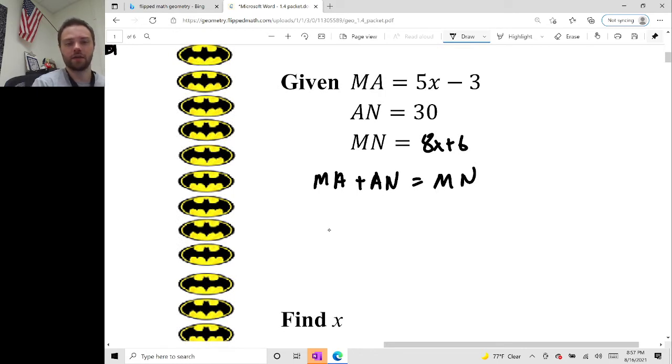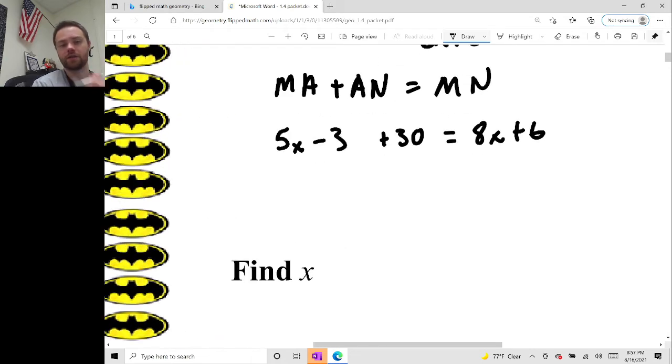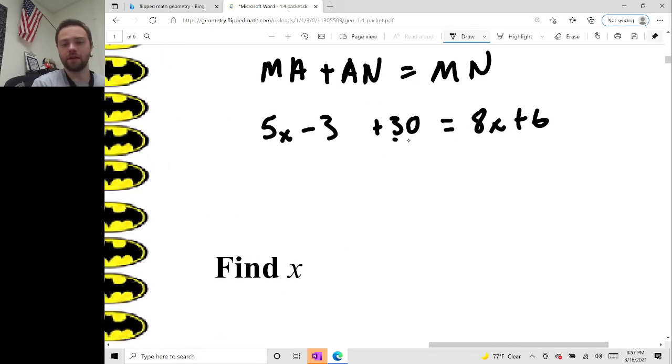So I've got 5x minus 3 plus 30 equals 8x plus 6. And from here, I'm just going to combine like terms. So I've got 30 and a negative 3, so they combine to be 27. So 5x plus 27 equals 8x plus 6.